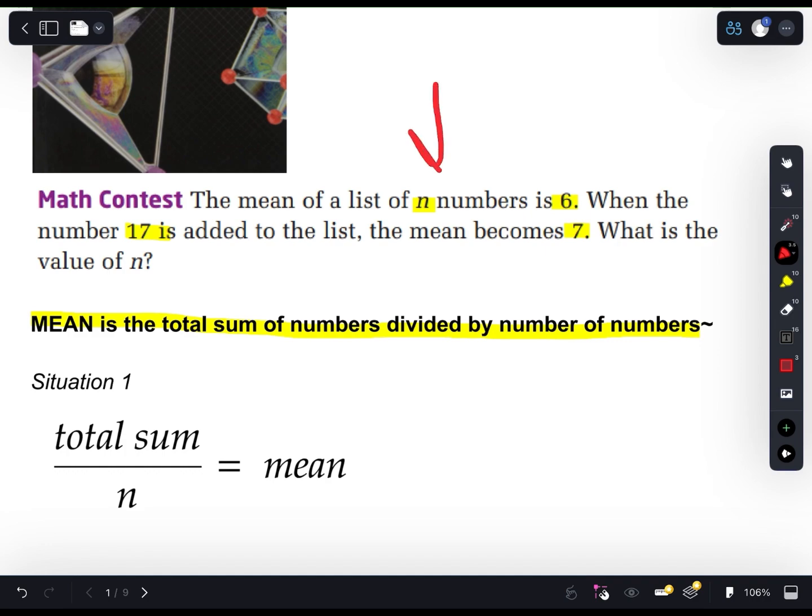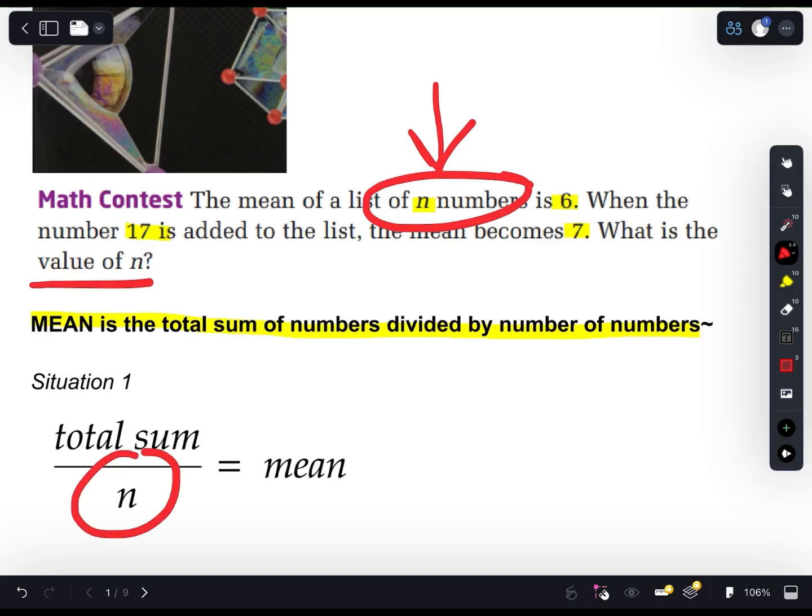Well, first thing that is really good to look out for is what you are looking for. So you're looking for the value of n. And what does n represent? N represents the amount of numbers that there are. So with mean, you take the total sum, you divide it by an amount of numbers, that gives you the mean. We don't know how many numbers there are. We don't know what n is.